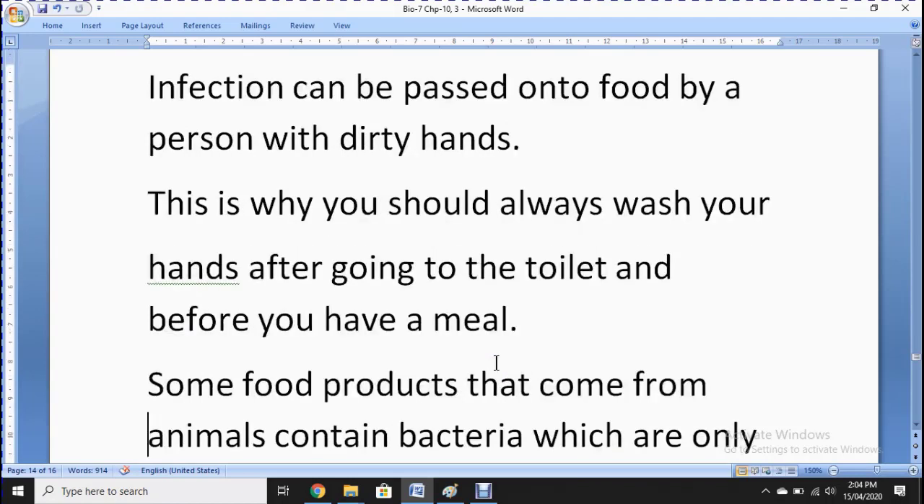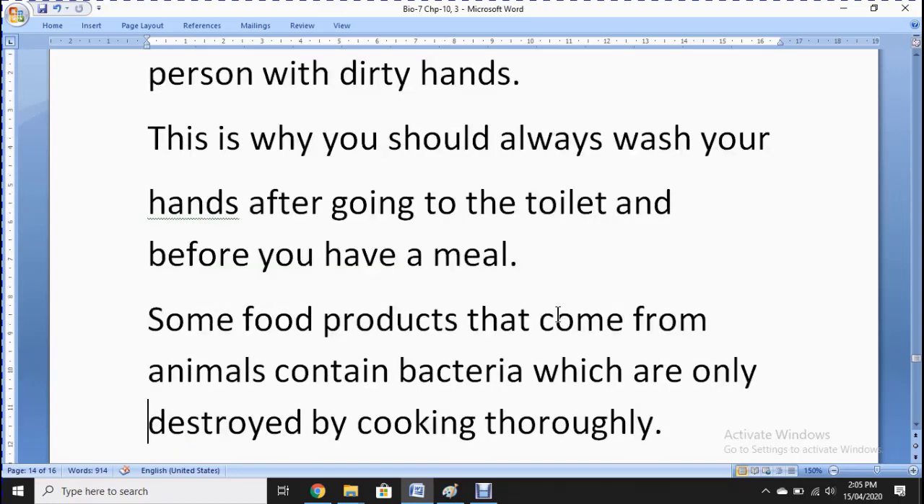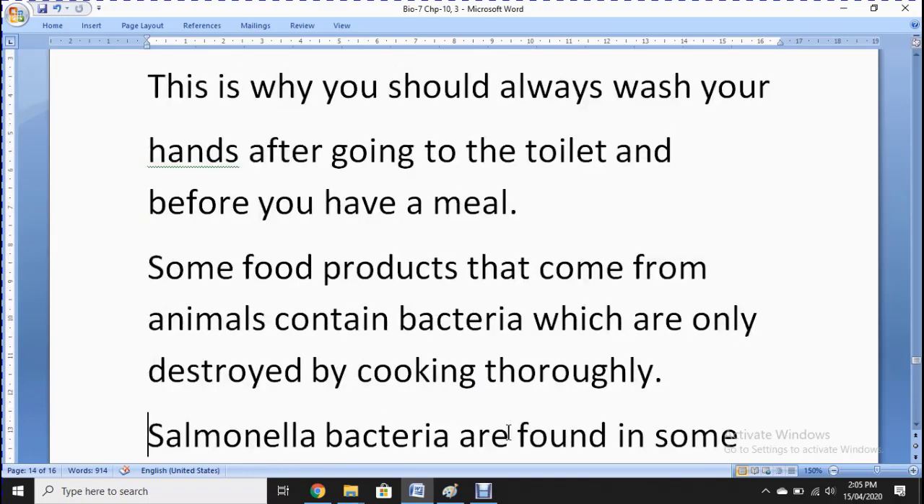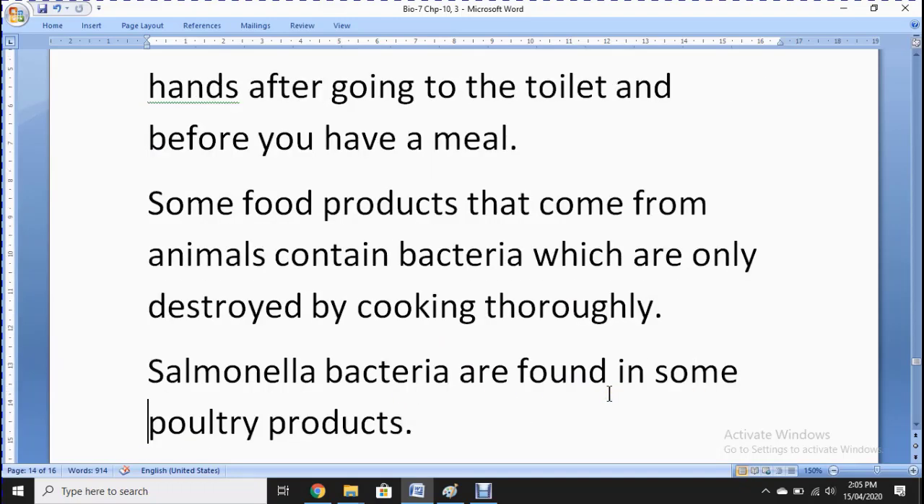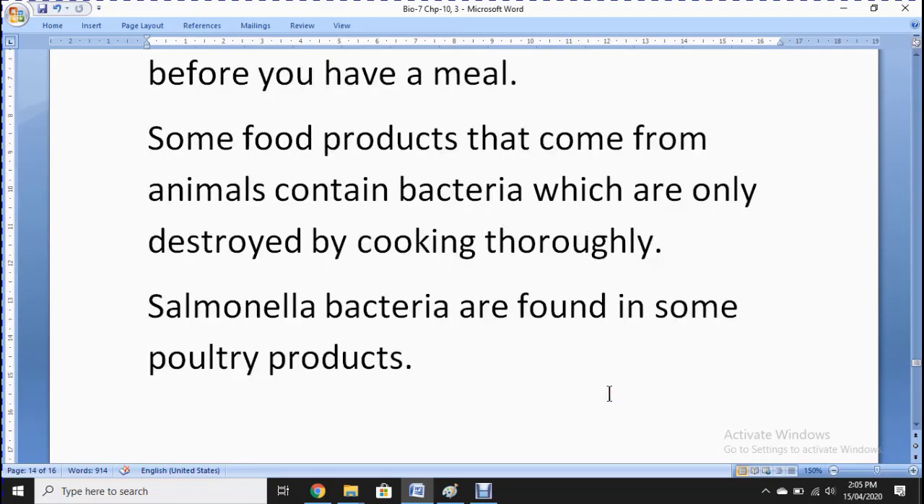Even nowadays, you know about the corona cases, so you should wash your hands, try to maintain social distance, and use the things that we discussed earlier. Some food products that come from animals contain bacteria which are only destroyed by cooking thoroughly. If we eat meats from animals, how can we clean them? We cook them properly, and whatever the cooking time, we should give them enough.